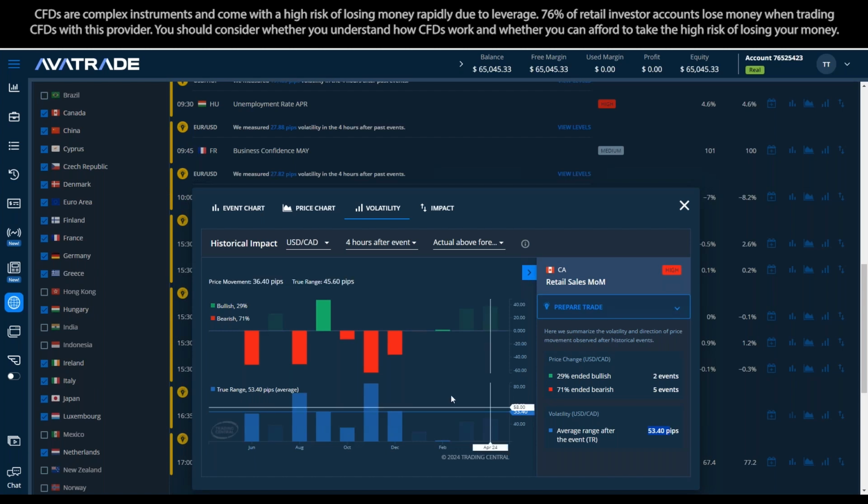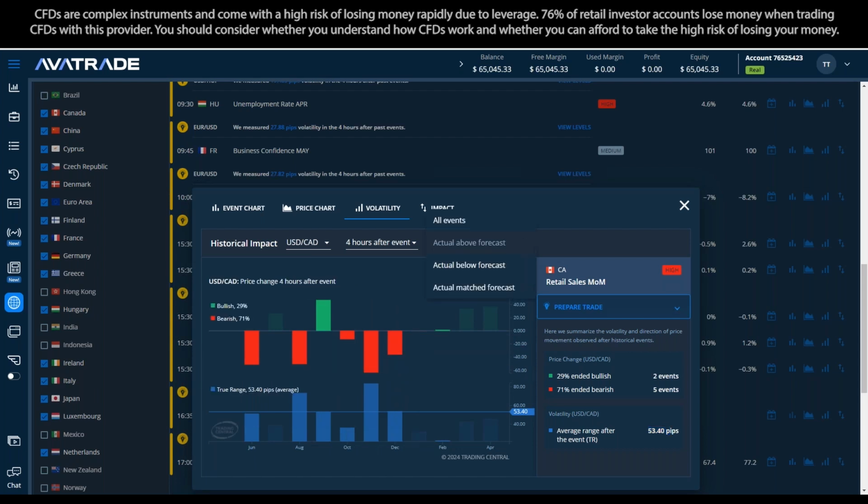So, only once did this really move up. The other one time, it just wiggled up in the 4 hours after. The vast majority of movement has been down. You can see that in the imaging when these numbers come in above forecast. Okay, it makes sense. Better than expected retail sales in Canada. The Canadian dollar, 71% of the time, strengthens and pulls the USD down.